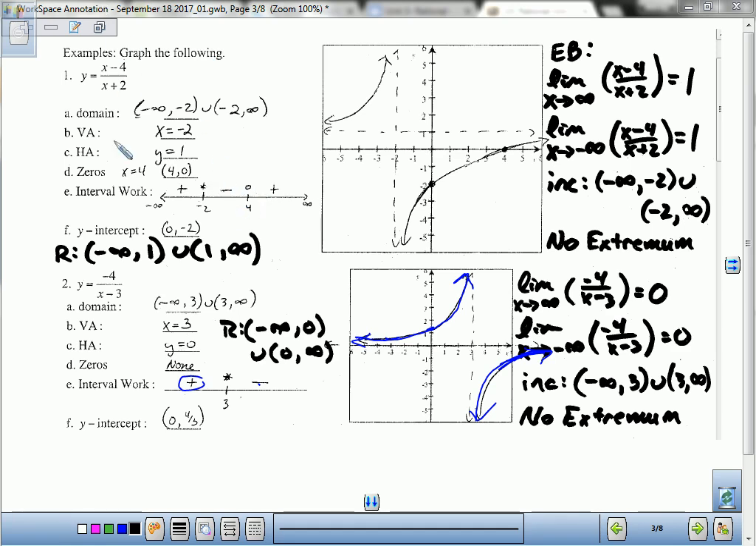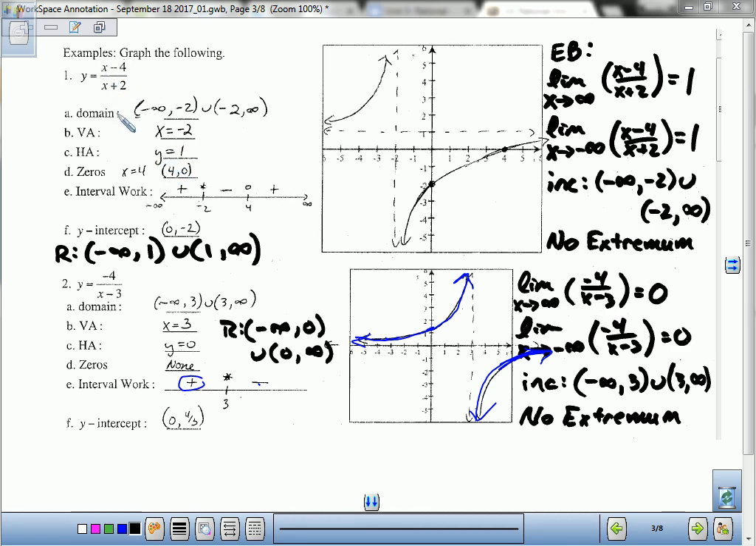When we look at this, this is kind of our thought process. What we do first, and we did this one in class together, is decide what our restricted values in our domain are. That also gives us a hint about the vertical asymptotes. Then how do we find the horizontal asymptotes?